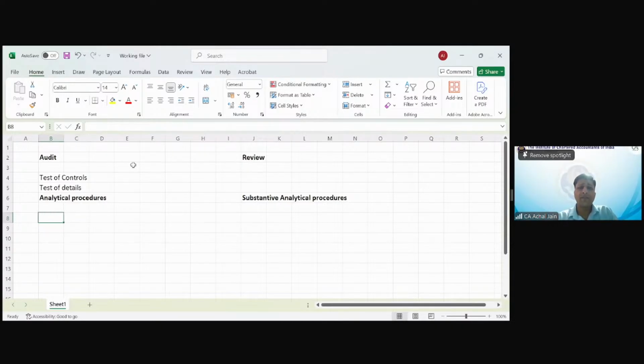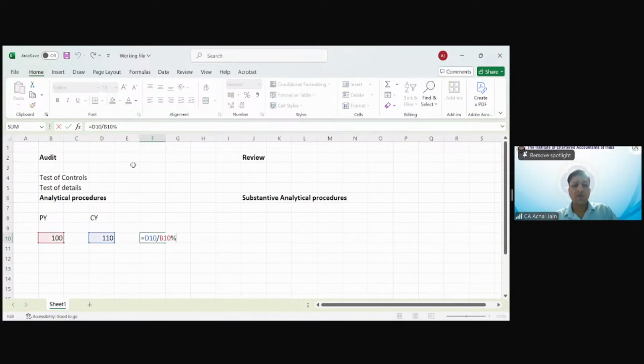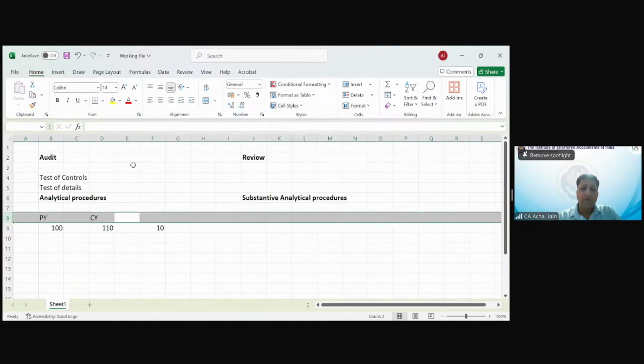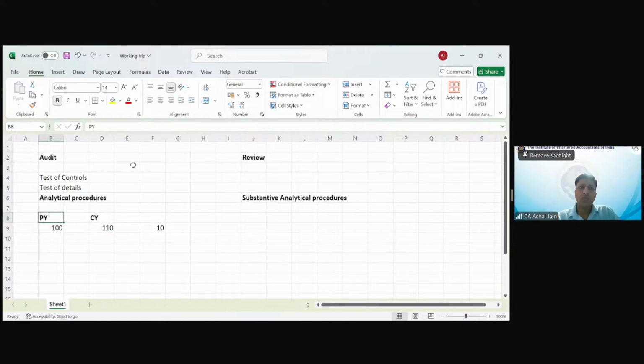Say, for example, previous year, current year. Previous year sale was 100, current year sale is 110. So what can we say? We can say sale has gone up by 10%. Yes or no? Now in this case, the auditor has analyzed the sales data. This sales data which the auditor is trying to analyze, he may want to break down to further analyze.